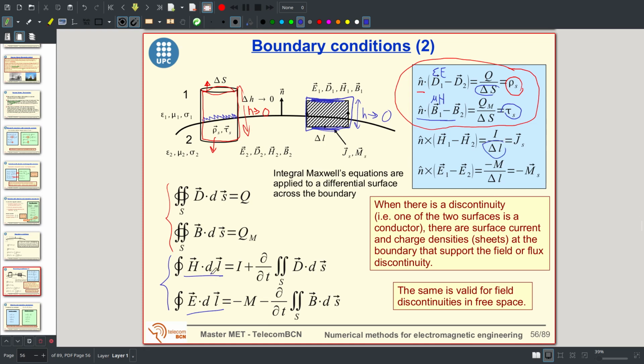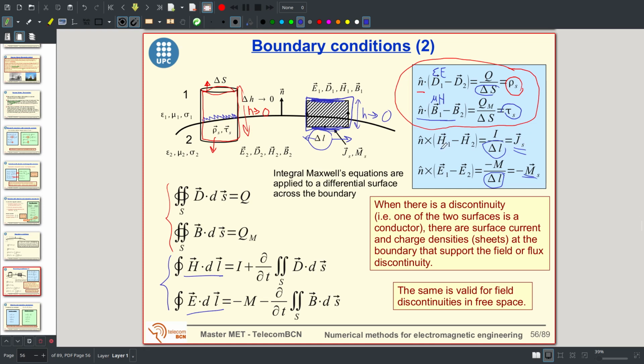By the length, dividing to the other side, you get the current divided by the length of the rectangle, delta L. You get the current divided by the length, which is in fact the surface current density. So what you get is that the tangent component of magnetic field in medium 1 minus the tangent component of magnetic field in medium 2 is equal to the surface density of electric current.